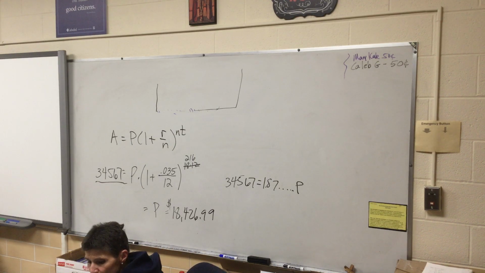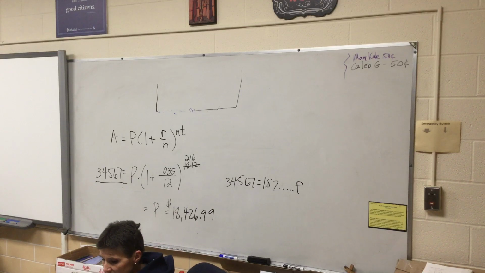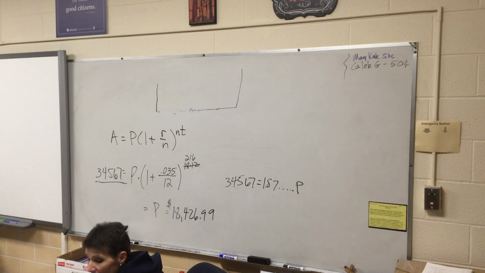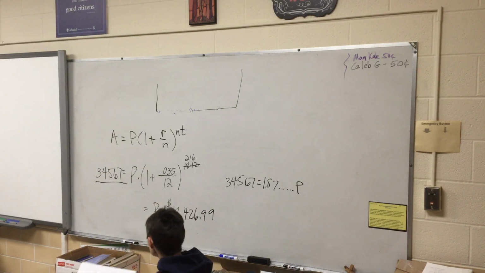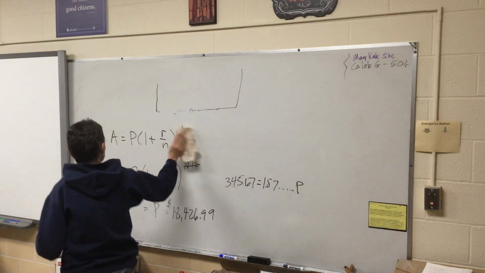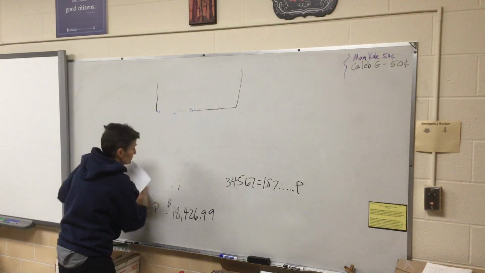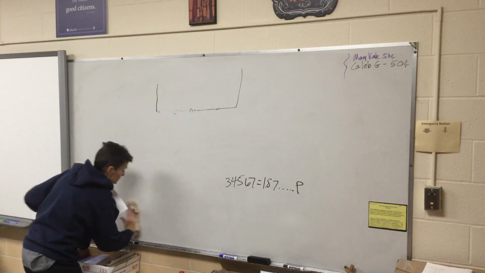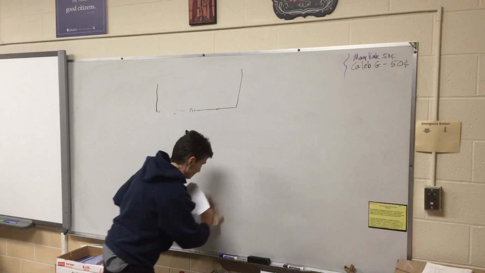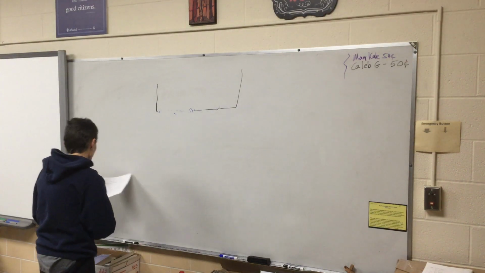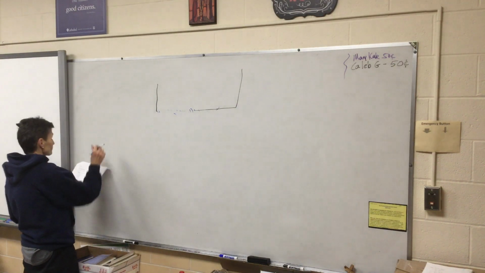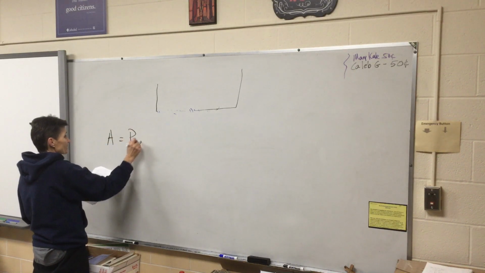All right, let's do number 2. Compound continuously is the second one, the PERT. Oh, are you on number 1? Oh, yeah, that's fine. Yep, number 1 is compounded continuously. So we're going to need our other formula. So here's my formula. That's the PERT.